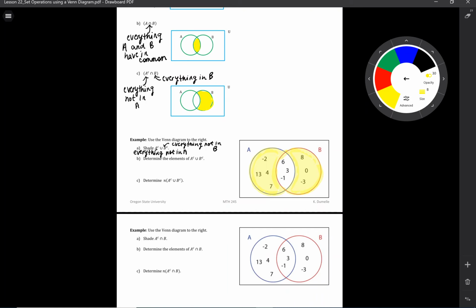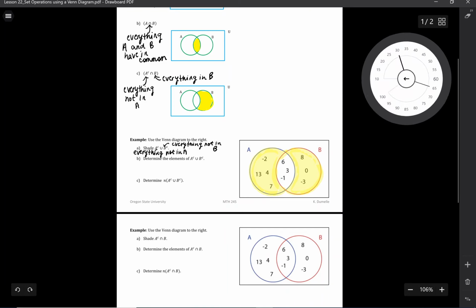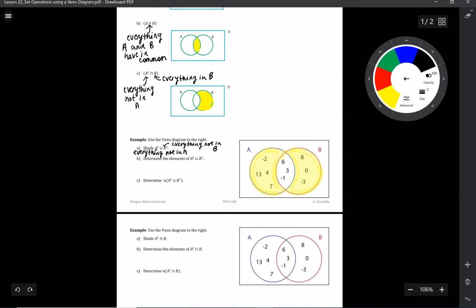So if I want to determine the elements of A complement union B complement, this will be -2, 4, 13, and 7. That is B complement. And then A complement will be 8, 0, -3. So this right here is B complement, and this right here is A complement.